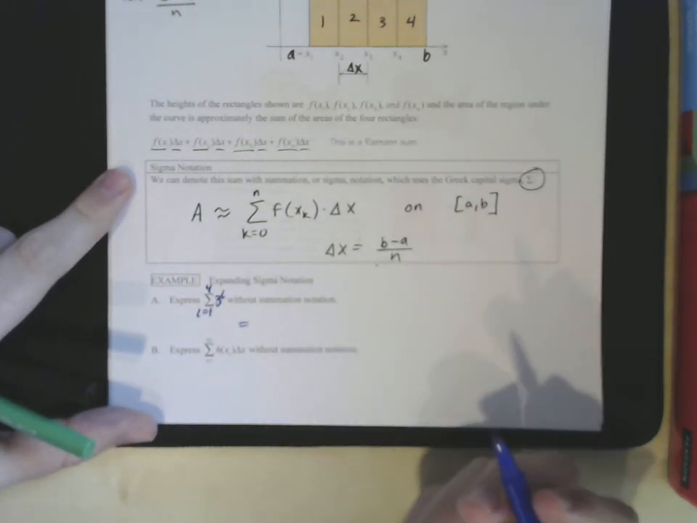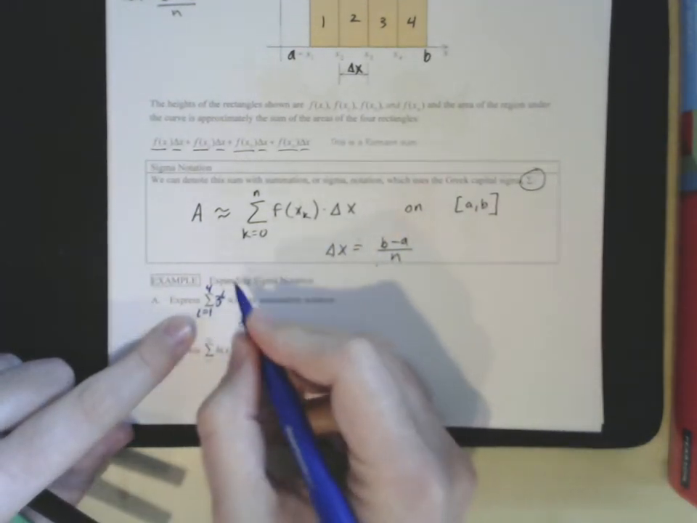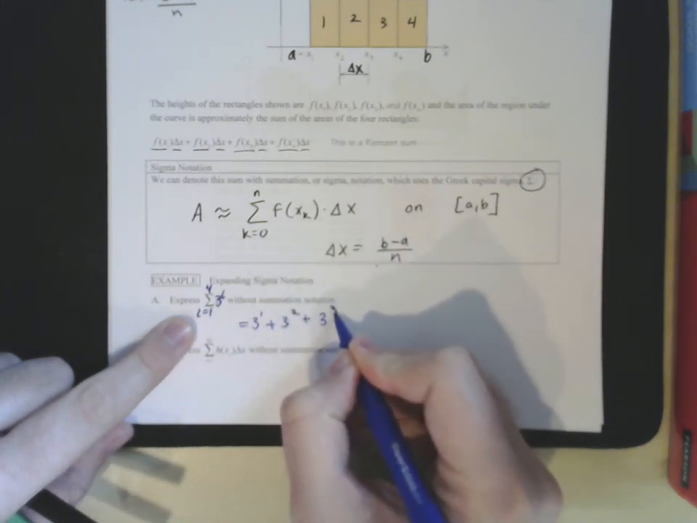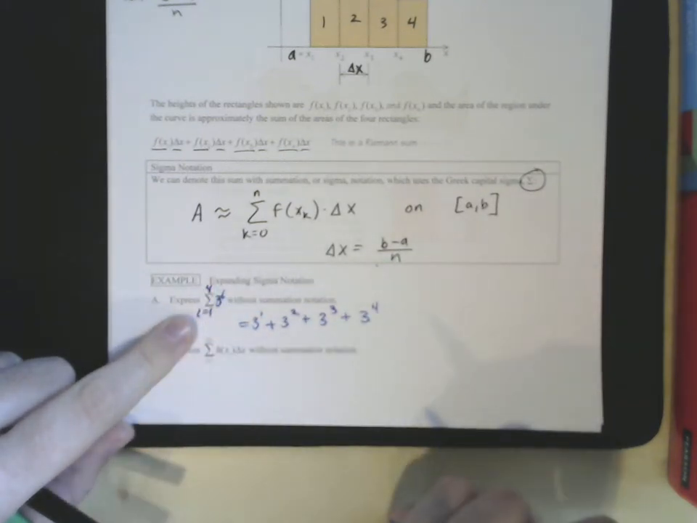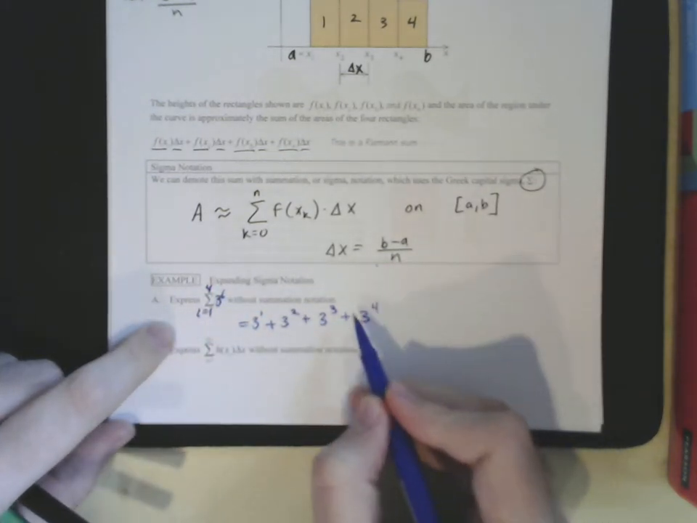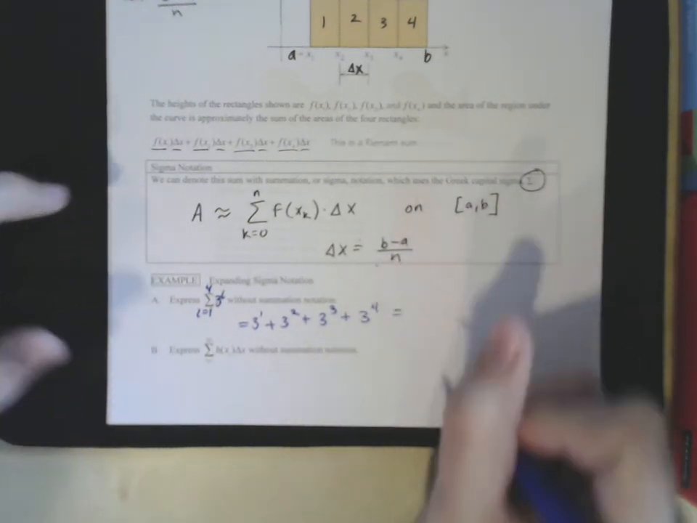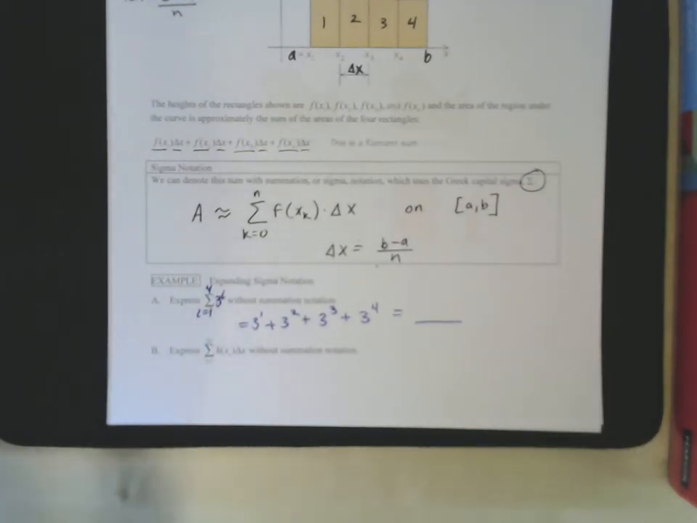So this is just a big addition problem. We start at i equals 1, we have 3 to the first. Then we tick up 1, plus 3 squared. Then we tick up 1, plus 3 cubed. Then we tick up 1, plus 3 to the fourth. Now we've hit our n value, so that's the end of the ticking. Then you would just add these up: 3 plus 9 plus 27 plus 81.